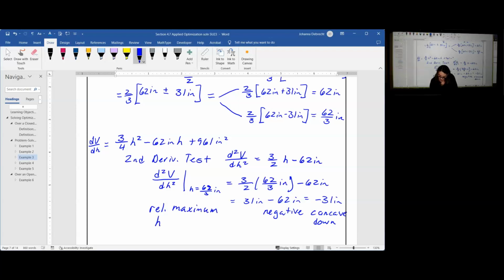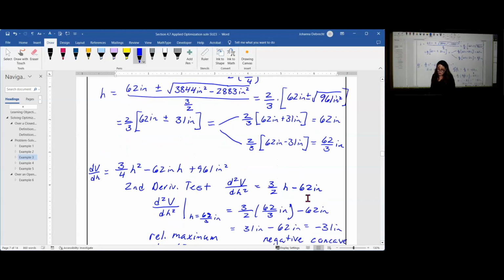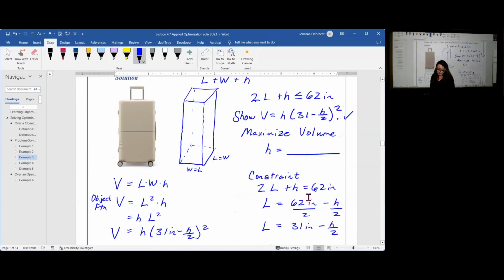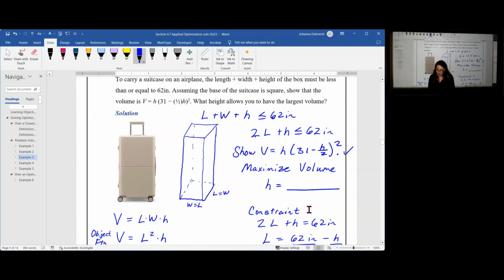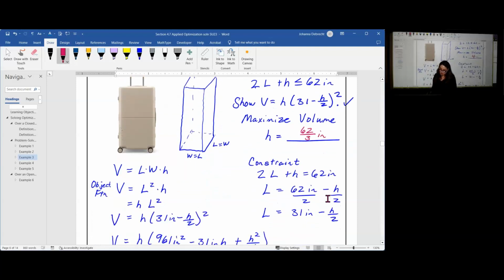So I know the height that makes it possible is 62/3 of an inch. Going back to the original problem, that's all I was asked to find, so I know I'm done. If I were asked to find the length or the width, I could do that by going to my constraint equations.